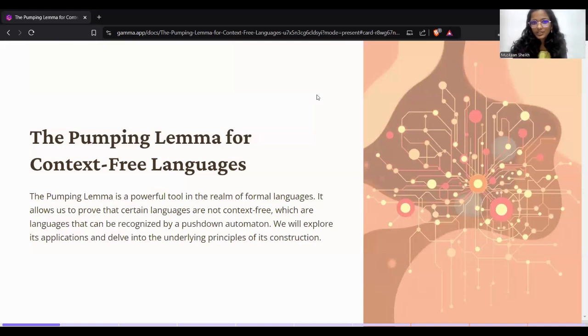I'm Muskan from SVC, and today I'm going to be presenting on the topic the pumping lemma for context-free languages from Theory of Computation. So let's dive into it.